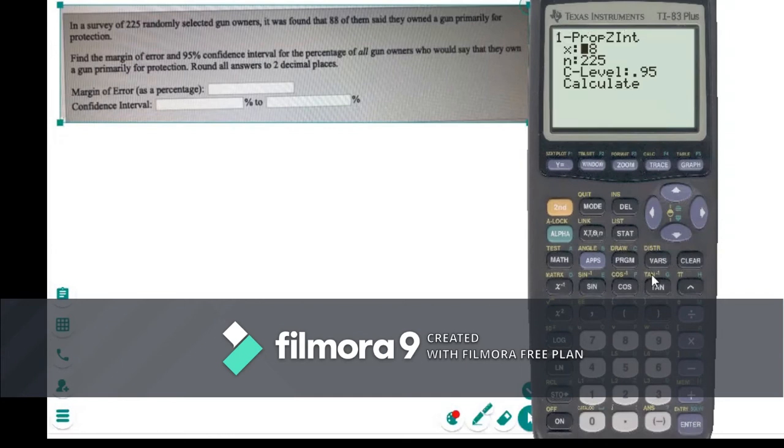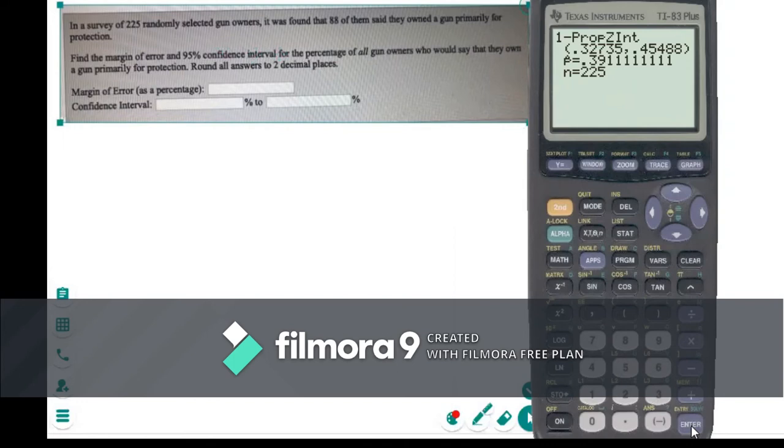So I'll enter, and I have my values entered here. My X value is 88, my N value is 225, the confidence level is 0.95, and I need to calculate my answer. So I have my interval here. My interval is 0.3275 and 0.45488. So this is my second answer, the confidence interval.